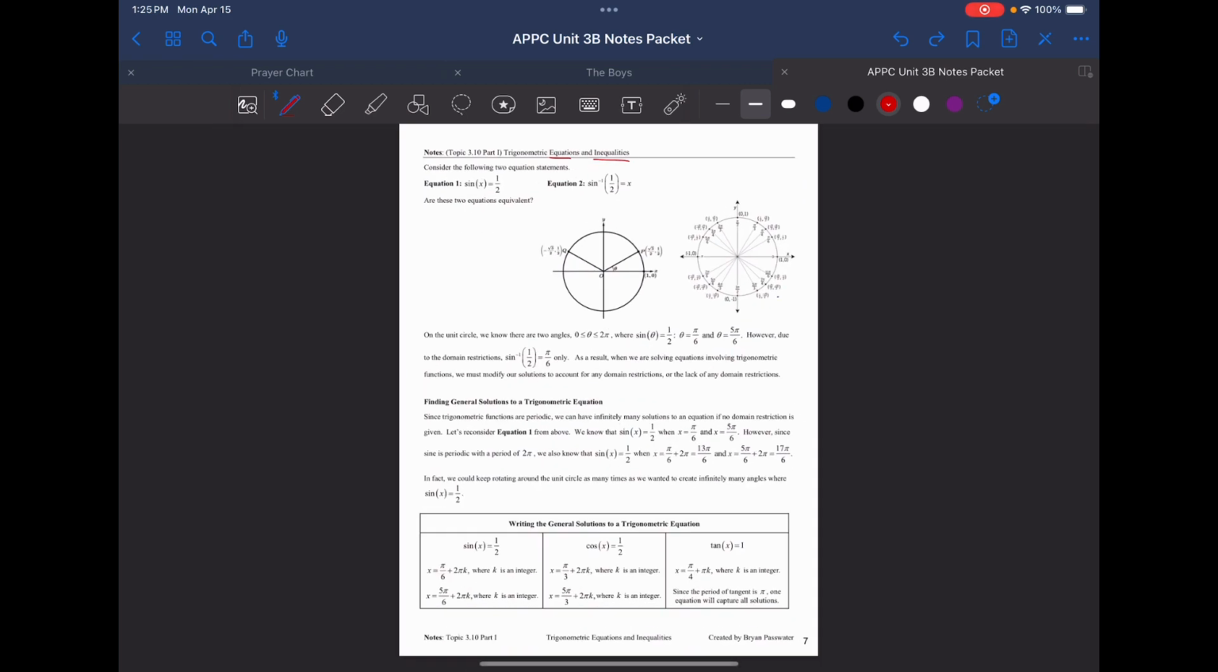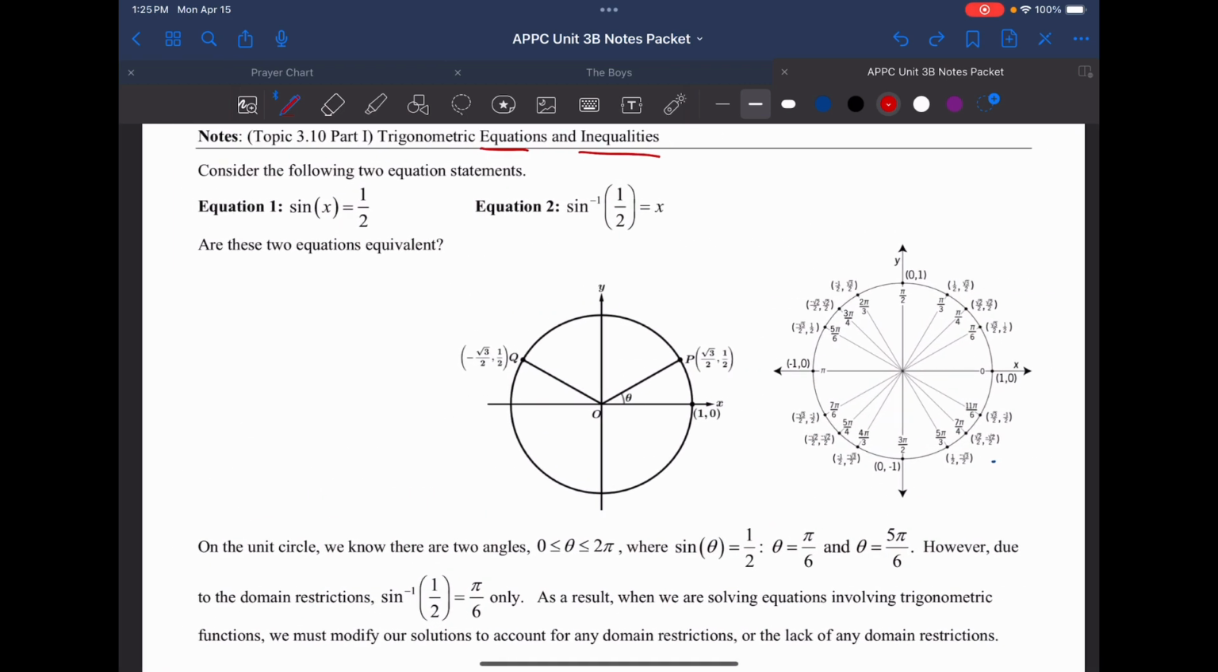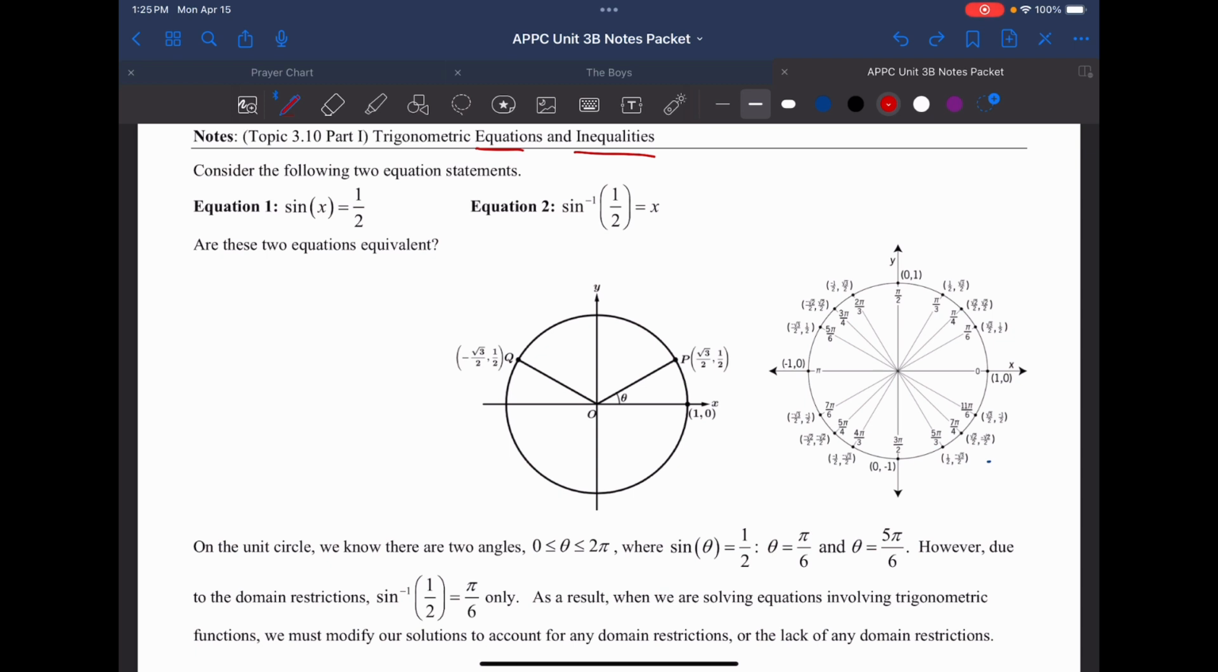And another thing that's going to be helpful is to start. It says consider the following two equation statements: sine of x equals 1/2, and then the inverse of that, right? Like right here, my sine is on x, and here my arc sine is on the 1/2. So you might be tempted to think that these two equations are equivalent. The answer is no. And really, instead of no, it'd be not quite.